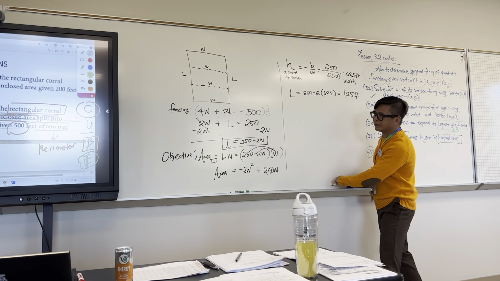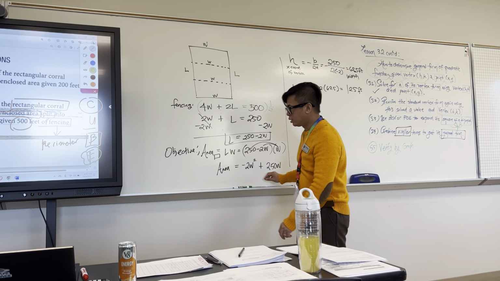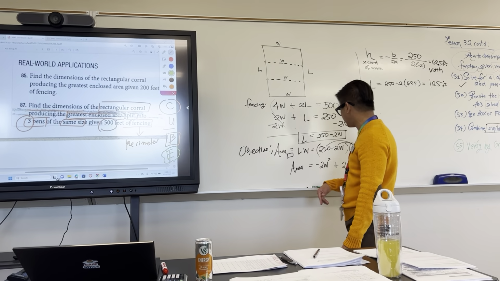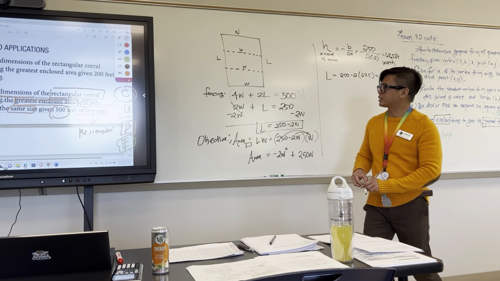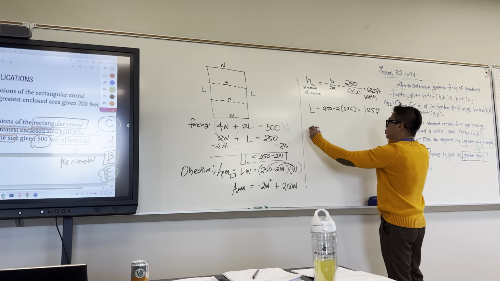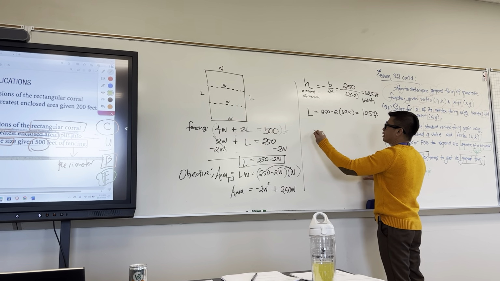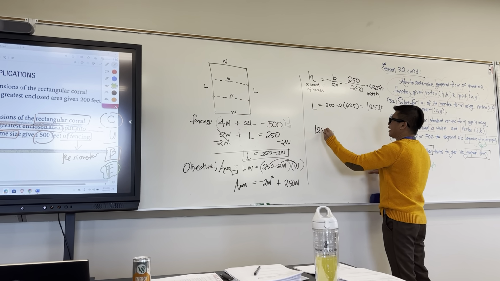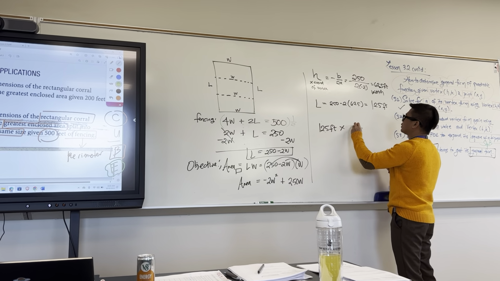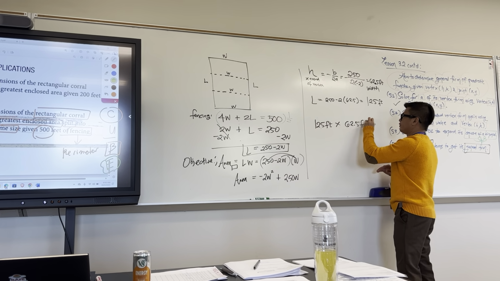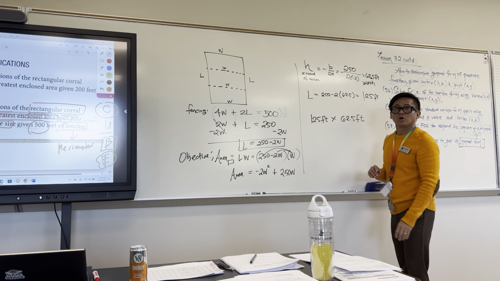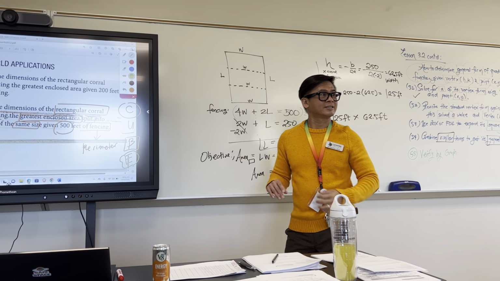So with that being said, finally solving for it. So solution, what's the question? What's the dimensions, right? So the dimensions is what? Well, there it is. It's 125 feet by 62.5 feet rectangular coral. Get it, guys?